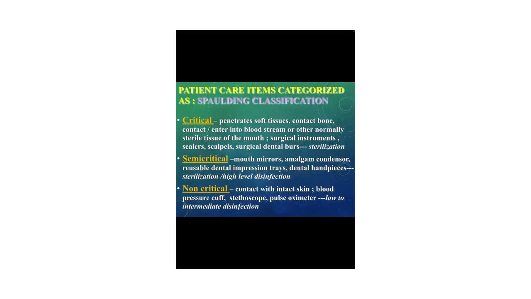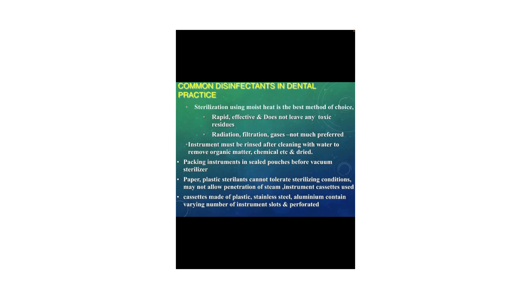Then Spaulding classification. Patient care items are categorized as critical, semi-critical and non-critical items. Critical items are those that penetrate soft tissue, contact bone, or enter the bloodstream or other normally sterile tissues, such as surgical instruments, scalpels, and surgical dental burs. Semi-critical items are the mouth mirror, amalgam condenser, reusable dental impression tray, and dental hand pieces. These need a high-level disinfectant. Non-critical items contact intact skin, such as blood pressure cuffs and stethoscopes.